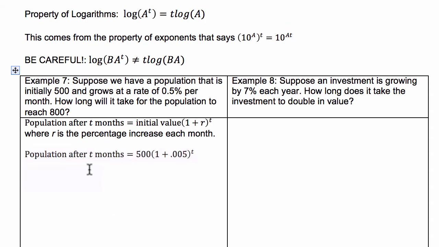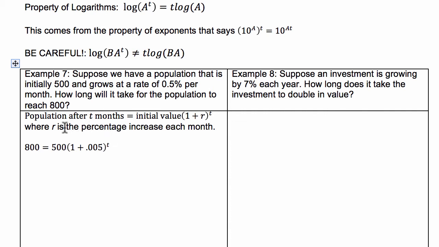Our formula for population as an exponential function of time is population after t months equals 500 times 1 plus 0.005 to the t power. Often, it's our independent variable that is known and we are solving for our dependent variable. This time, however, our problem asks how long will it take for the population to reach 800. So our dependent variable is known, and we are trying to solve for our independent variable.